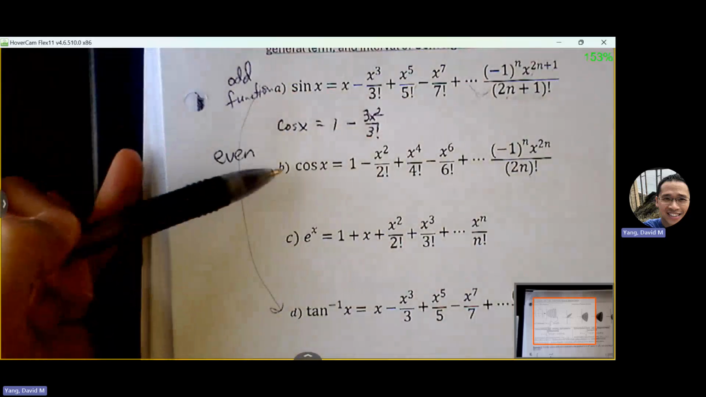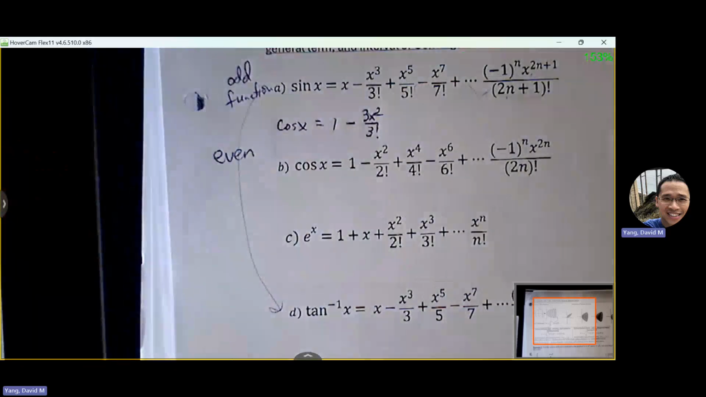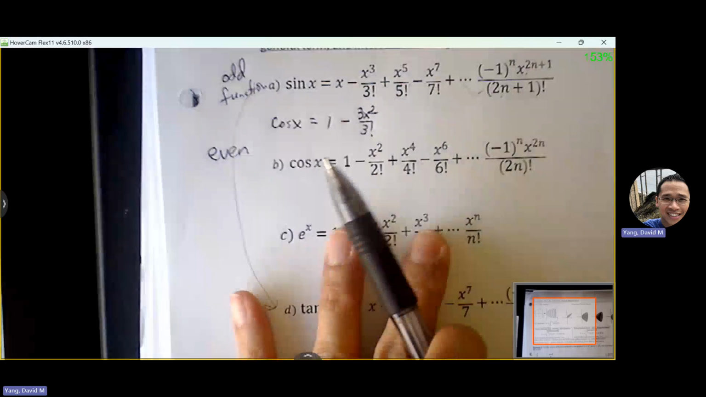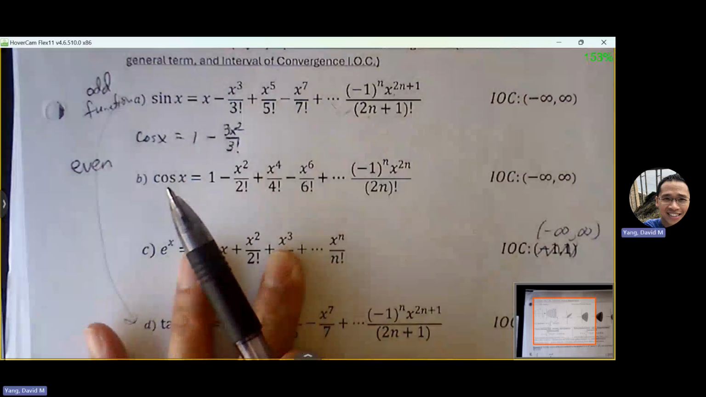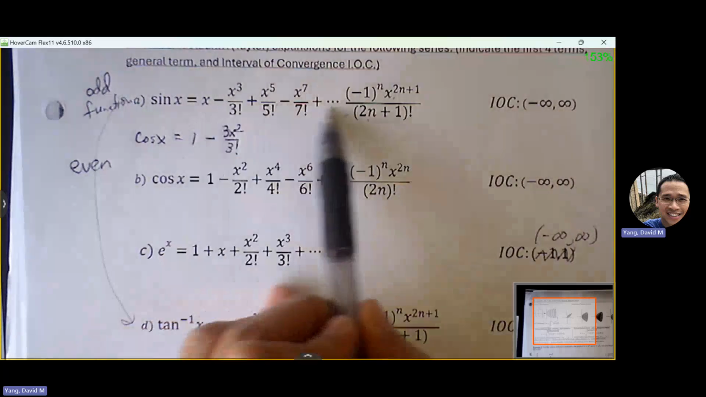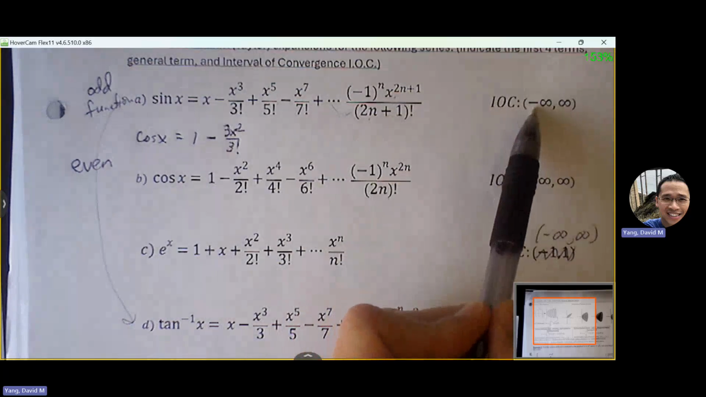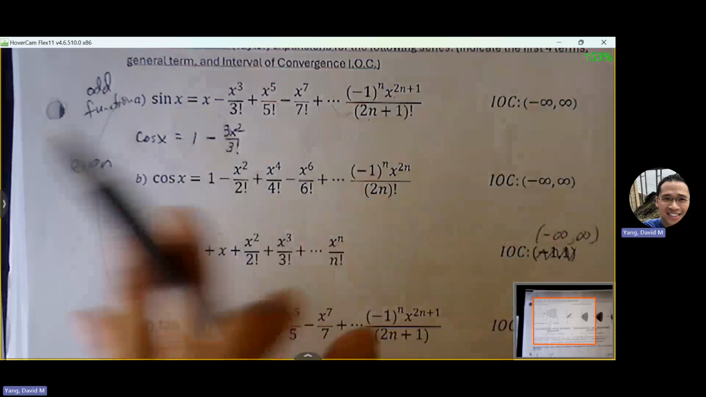So there's multiple ways. Hopefully the even and odd as well as derivatives can make it a little bit easier, a couple different ways to connect these two functions. And then your interval of convergence is all real numbers. It can work for any x, so it can extend all real numbers. So negative to positive infinity, negative to positive infinity.